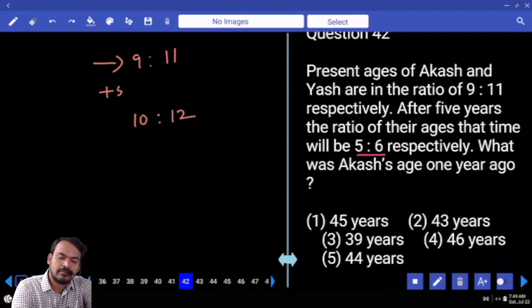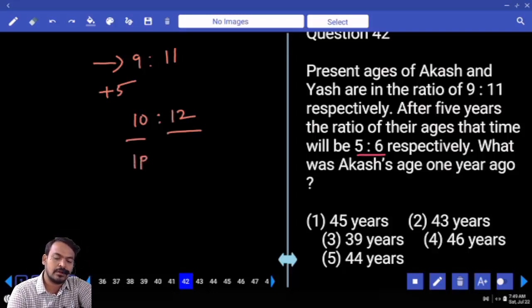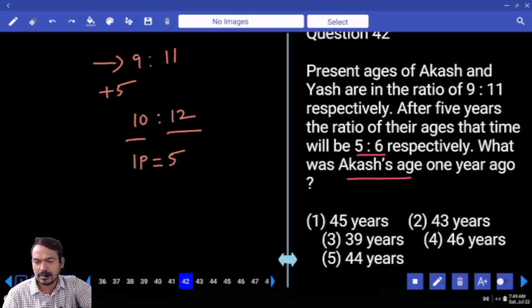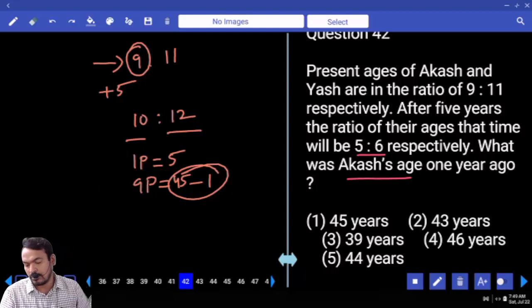It is the ratio after 5 years. Okay. We know the present and we know the future. Each one, how many parts are increased? 1 part. 1 part equals 5 years. We required Akash's age 1 year ago. Akash means the first one. 1 part is 5 years. 9 parts are 45. 1 year back means 44.